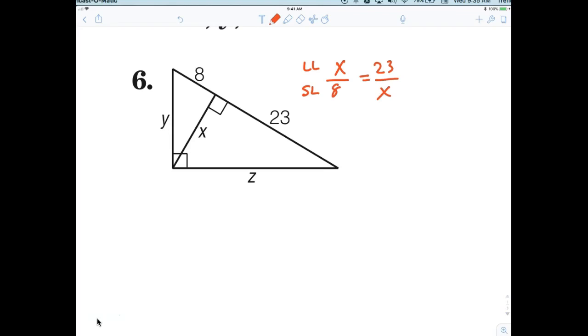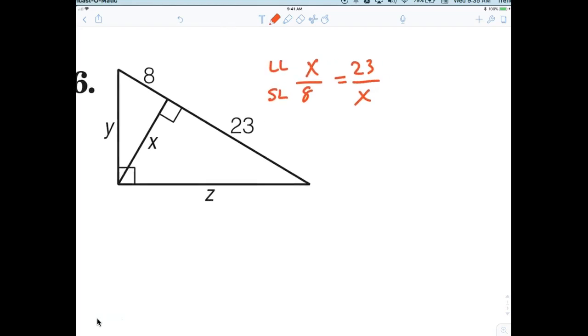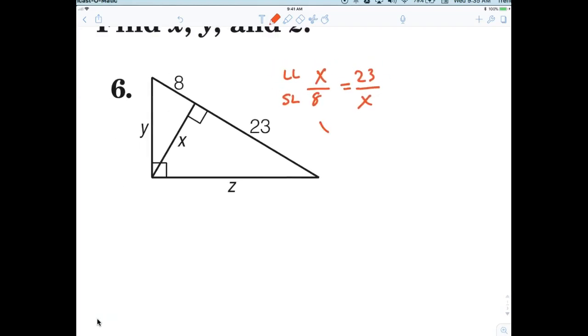I always teach kids short leg to long leg to hypotenuse. You have to set it up as a relationship between those. If you try to set it up any other way, there's going to be what? Multiple variables involved. And you can't solve an equation with multiple variables. Now, please let me finish. I promise you guys, I'll get to you. So here we go. Now to solve this proportion, we're just going x squared equals 8 times 23.